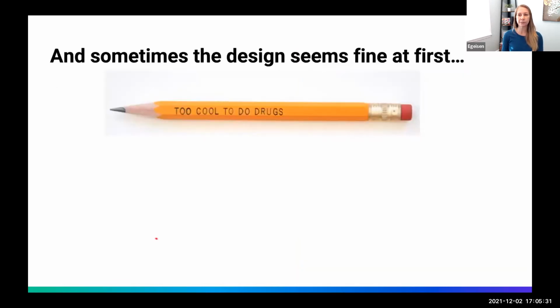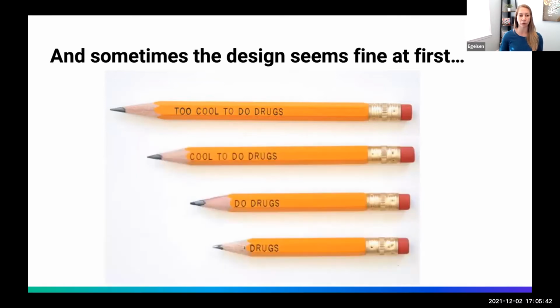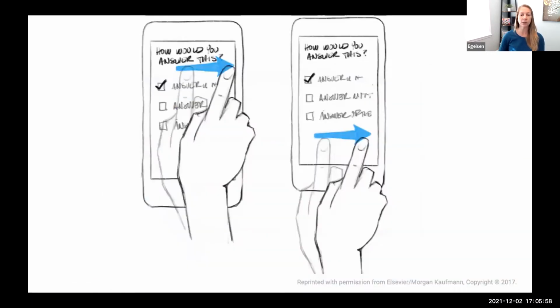And then other times, the design seems fine at first. You know, some writing on a pencil, very common. But it's not until people start to use it that you realize how wrong the design is. So sometimes there's this concept that might have worked well in one context, say a t-shirt, and it simply doesn't work well in another context, like a pencil. And we encounter this with surveys too.